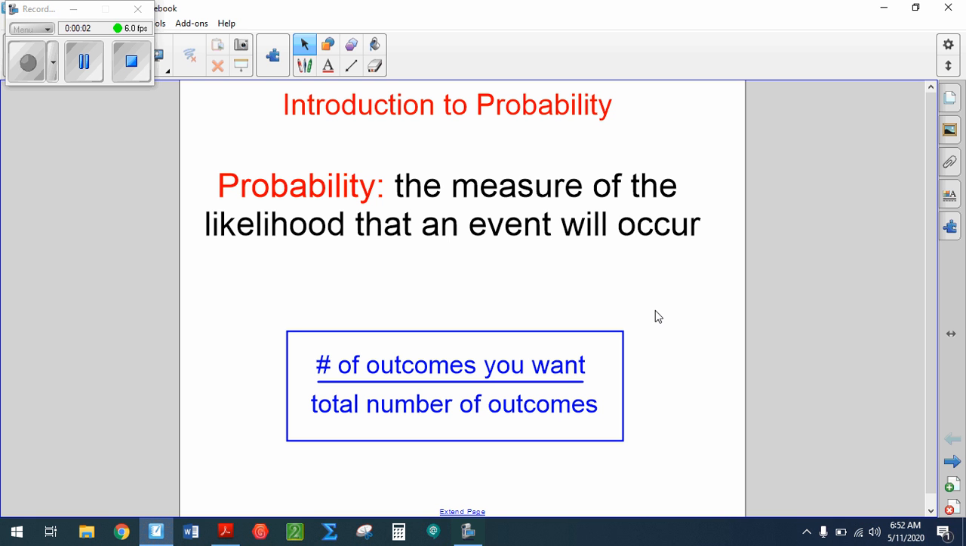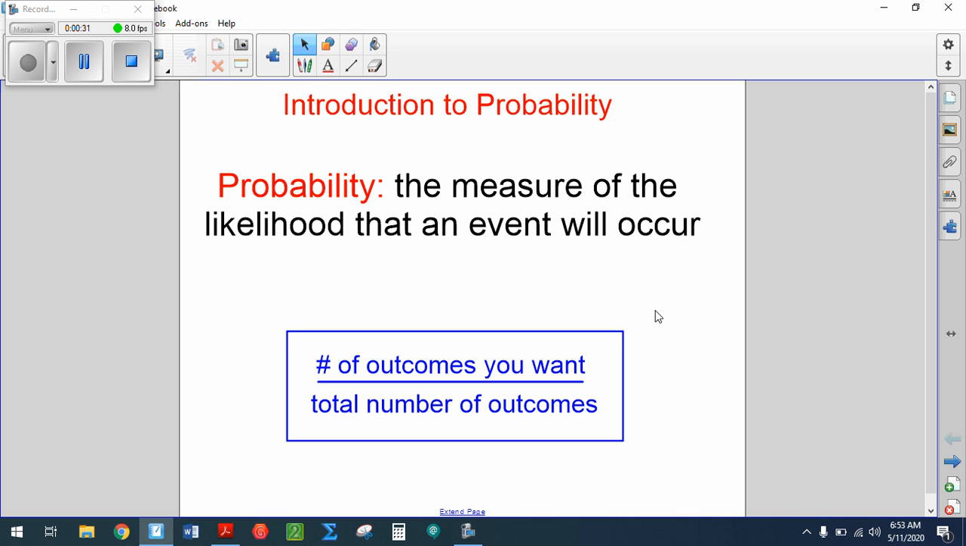All right, in this video, we're going to learn a little bit about probability. So probability is the measure of the likelihood that an event will occur. A lot of times we'll write probability as a fraction or a decimal, and it's always between 0 and 1. So the more likely something is to happen, the closer it is to 1, which represents 100%. The less likely something is to happen, the closer it is to 0.